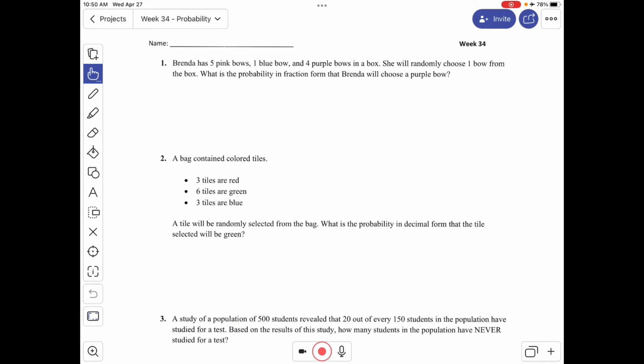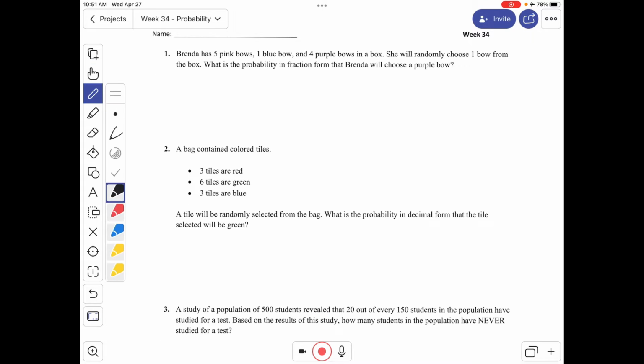Today, let's just jump into some example questions, because probability is pretty easy, because really you're just making fractions and simplifying them. Number 1, Brenda has 5 pink bows, 1 blue bow, 4 purple bows in a box. She will randomly choose 1 bow from the box. What is the probability in fraction form that Brenda will choose a purple bow?